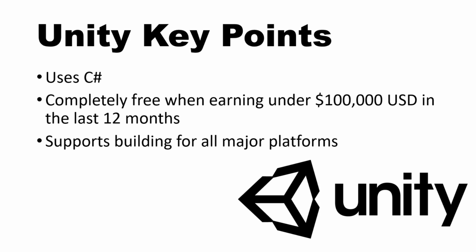Now, Unity uses C#, so the programming language C#. It's completely free to use and make profit off until you earn over 100,000 US dollars within a 12-month period. So say if you earned $99,000 in the 12 months and then you earned 1,000 the next month, then you wouldn't have to pay a thing. And it supports building for all major platforms, which is good to know for any engine. So you can build for mobile, you can build for all the consoles, you can build for PC, Mac, Linux. And I'm pretty sure if there's anything that you can't build for, you can probably get a plugin to do it. But yeah, there's just some quick key points there.